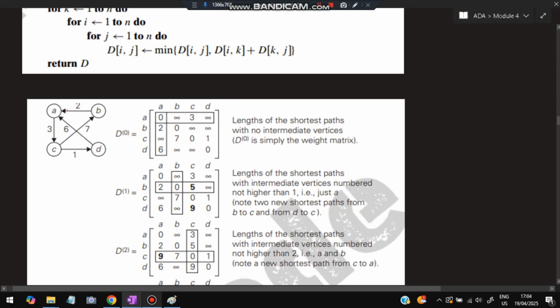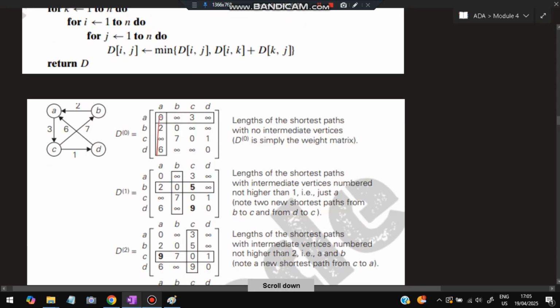We'll check from B to A, B to D, B to C. Okay, B to A it is 2, B to B will be 0, like the diagonal elements will be 0 here, as in the previous case also. B to C, we do not have a direct edge, so it will be infinity. B to D also we do not have a direct edge, so it will be infinity. So like that we'll fill for C and D as well.